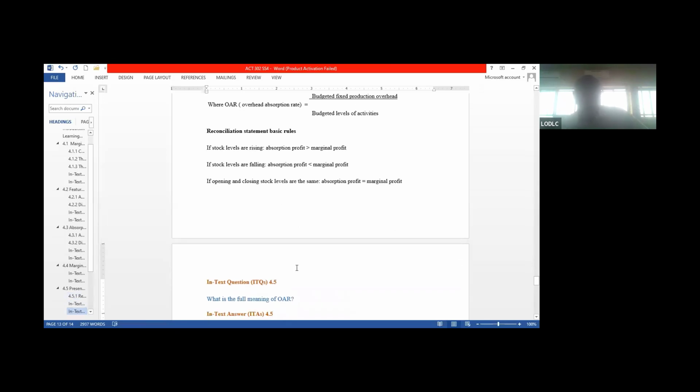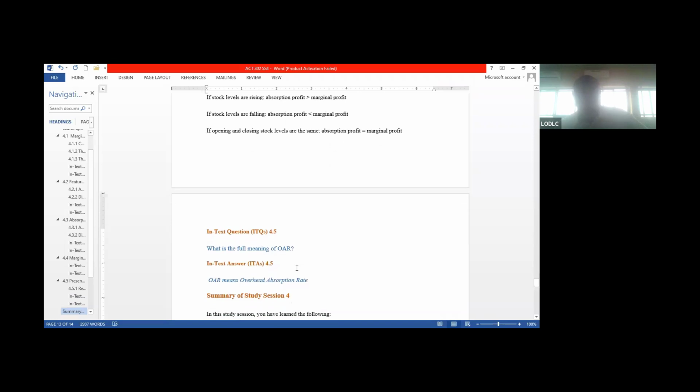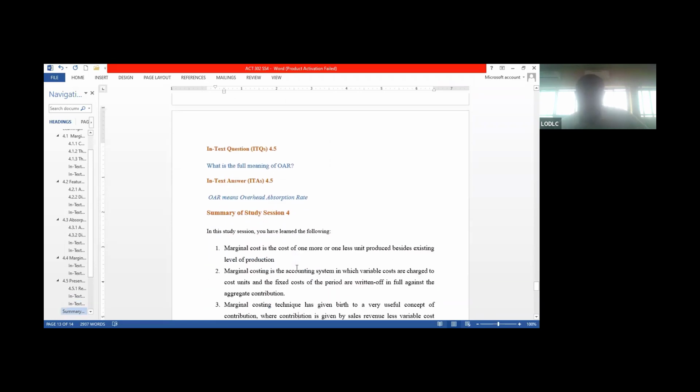If stock levels are rising, that is, if stock levels are increasing, your absorption profit is always greater than your marginal profit. But if stock levels are falling, are decreasing, your absorption profit is always less than your marginal profit. If opening and closing stock levels are the same, absorption profit is equal to marginal profit. So those are the things that you need to know.